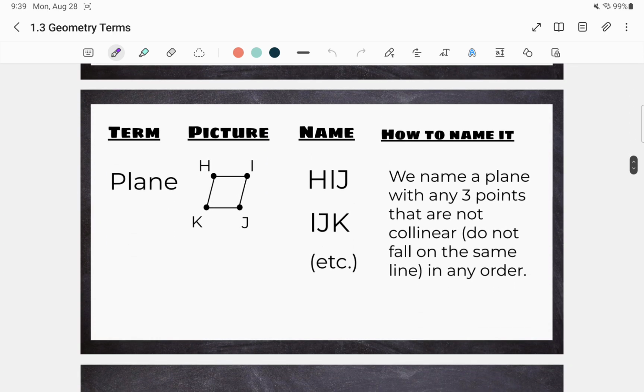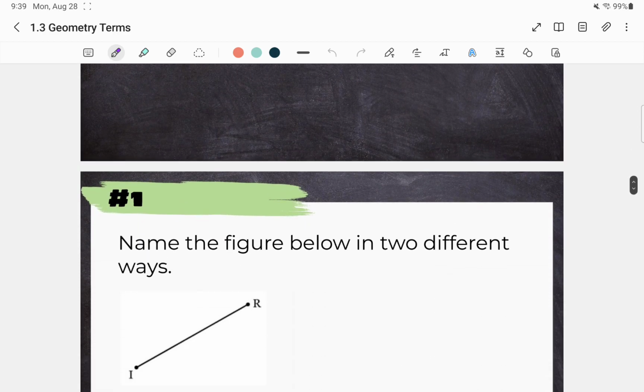And our last term is a plane, and we name a plane with any 3 points that are not collinear, meaning do not fall in the same line, in any order. So any 3 points in any order, as long as they're on the plane. It can't be 2 letters, it can't be 4 letters, it has to be 3 letters. So let's do the try-its.